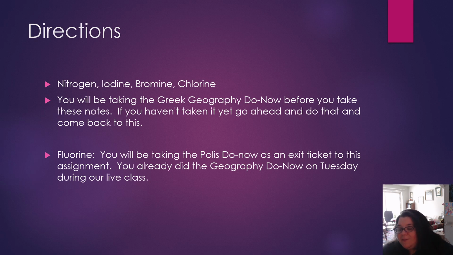This do now is based on all of the work we did last week. So you can go back and look at the things we did for week 215. Florine, you will be taking the Polis do now as an exit ticket to this assignment because you are doing this assignment on Wednesday. You already did the geography do now on Tuesday during our live class. And as a reminder, Tuesday is our live class this week.